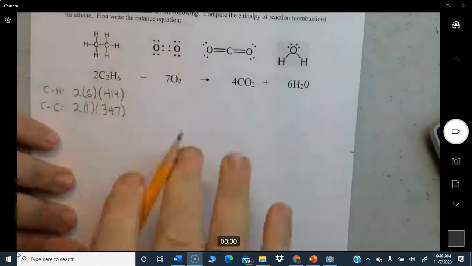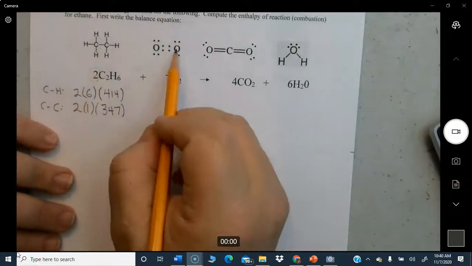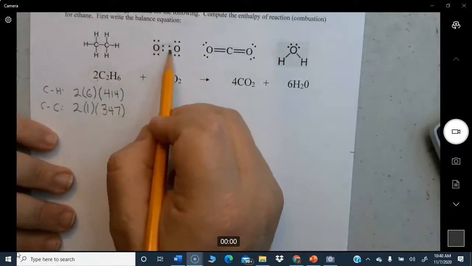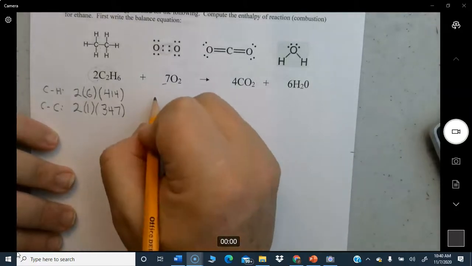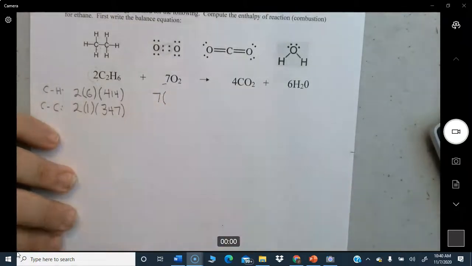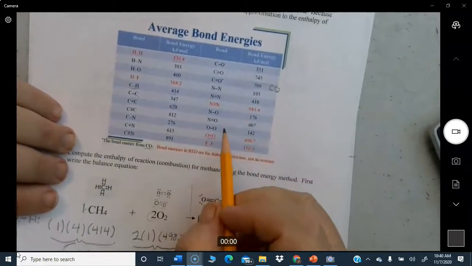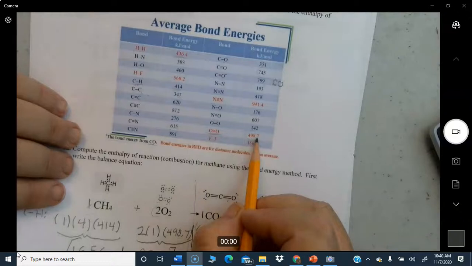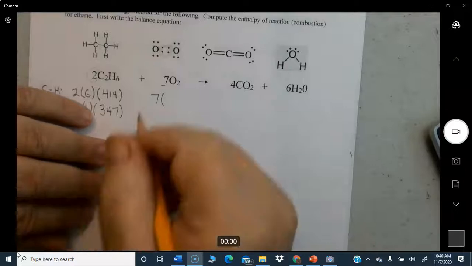All right, so let's go ahead and set up all the equations first. So we've taken care of ethane right there. Now we have oxygen. Each oxygen molecule has a double bond, oxygen-oxygen. And we have 7 molecules. So we're going to come over here and say 7 times, and then the energy in an oxygen-oxygen double bond is this right there, 498.7. Again, that's exactly the energy for oxygen-oxygen, not just an average. So it's 498.7.